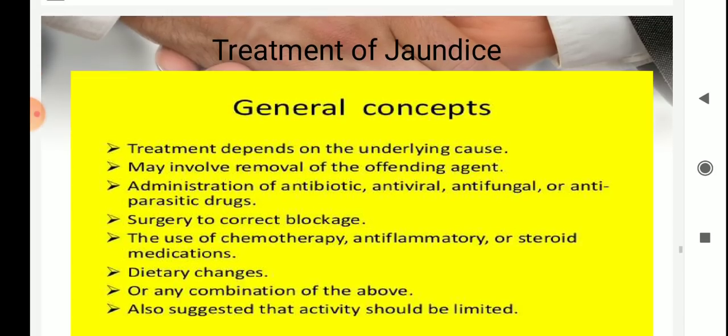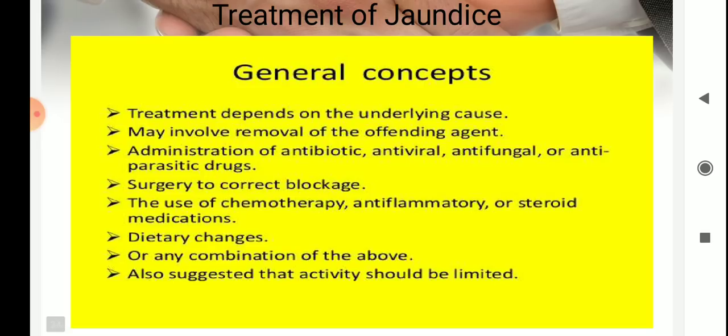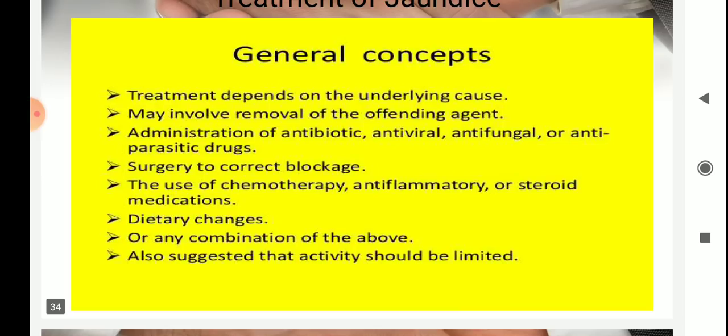Treatment, general concepts. So what are the general concepts? It depends basically on the underlying cause, and may involve removal of the offending agent, the first and foremost one. Administration of antibiotics, antivirals, antifungals, surgery in cases of blockage, the obstructive jaundice cases. Use of chemotherapy, anti-inflammatory or steroid medications. Dietary changes.